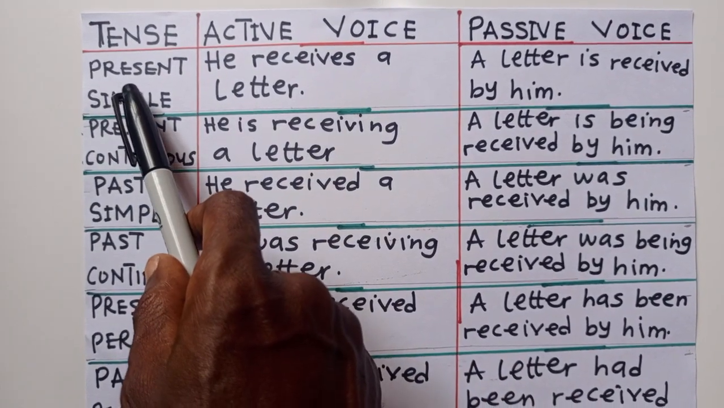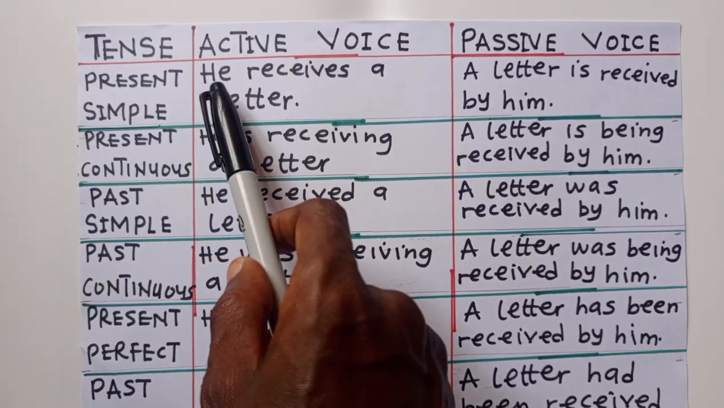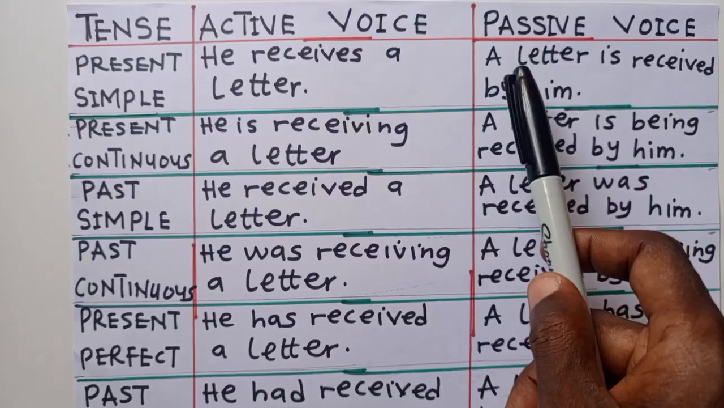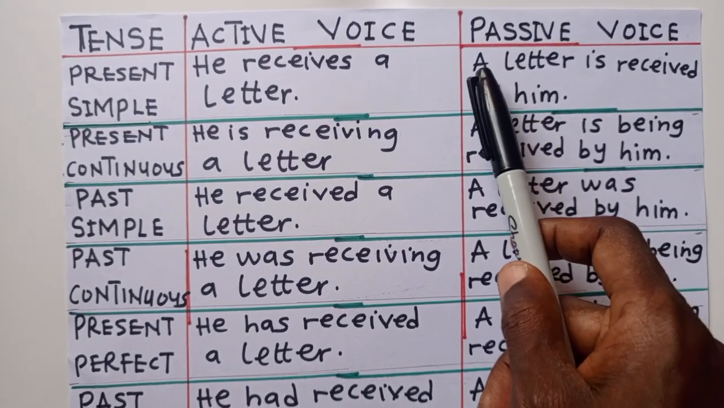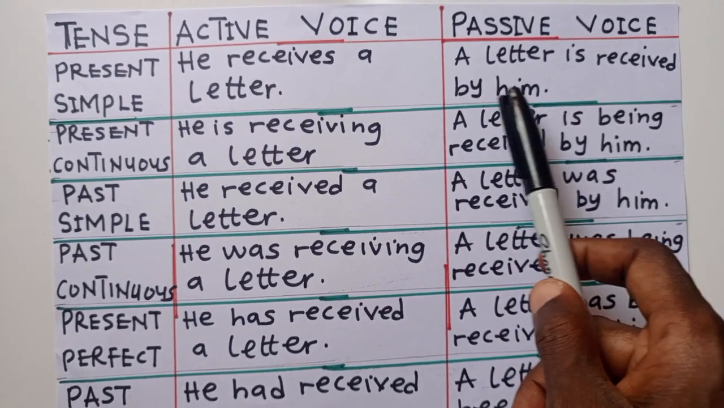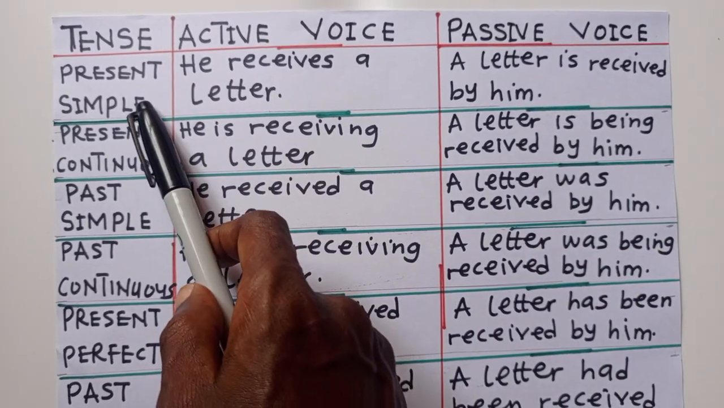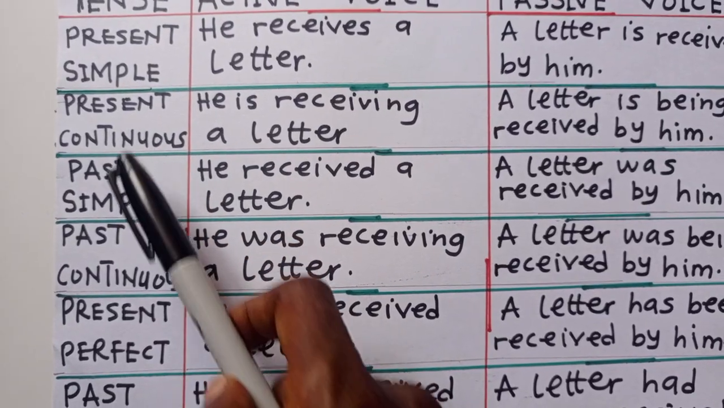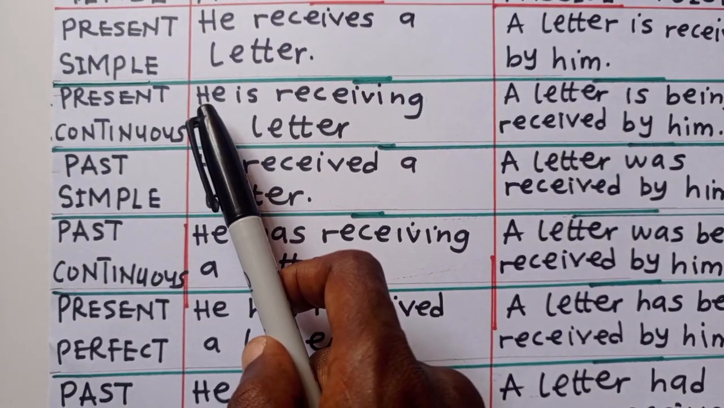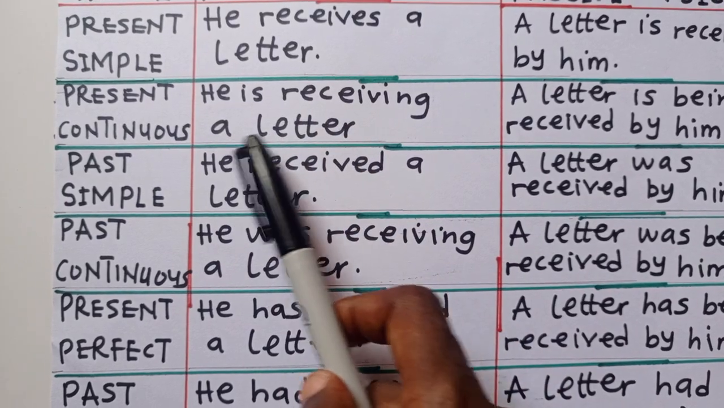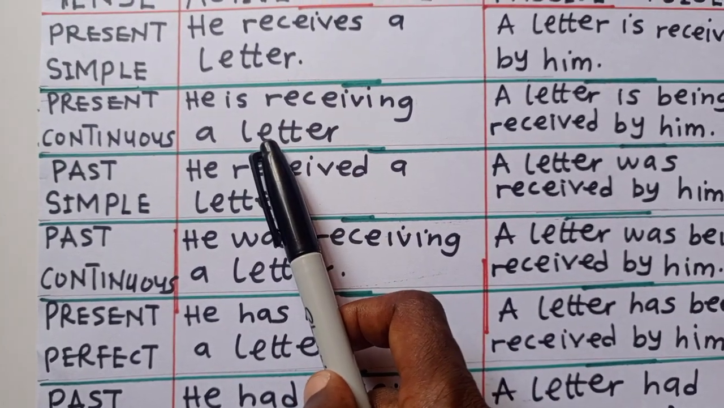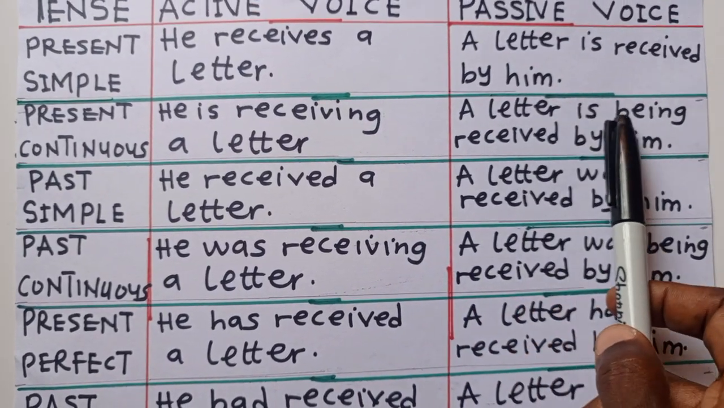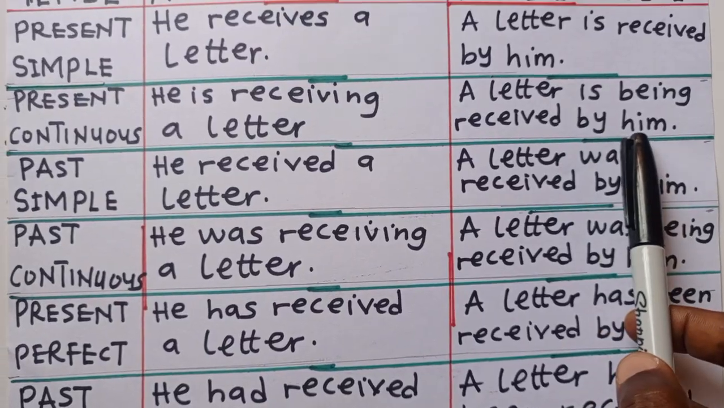So for the present simple tense, he receives a letter, and then the passive voice will be a letter is received by him. And then for present continuous tense, let's look at an example. He is receiving a letter. What will be the passive voice? It will be a letter is being received by him.